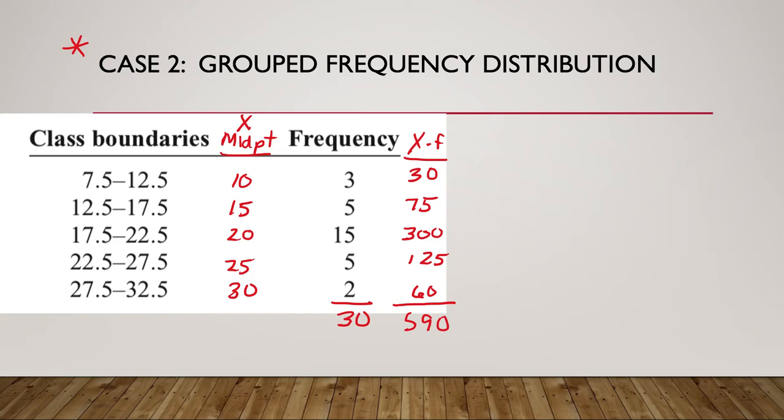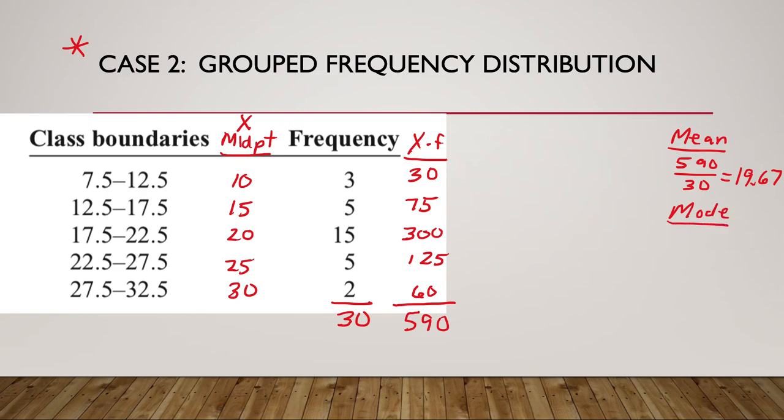Right now I could find the mean if I wanted to by taking 590 and dividing by 30. And that gives me 19.67. We do not find the median on a grouped frequency distribution, so the only other central tendency value I could ask you for would be the mode.